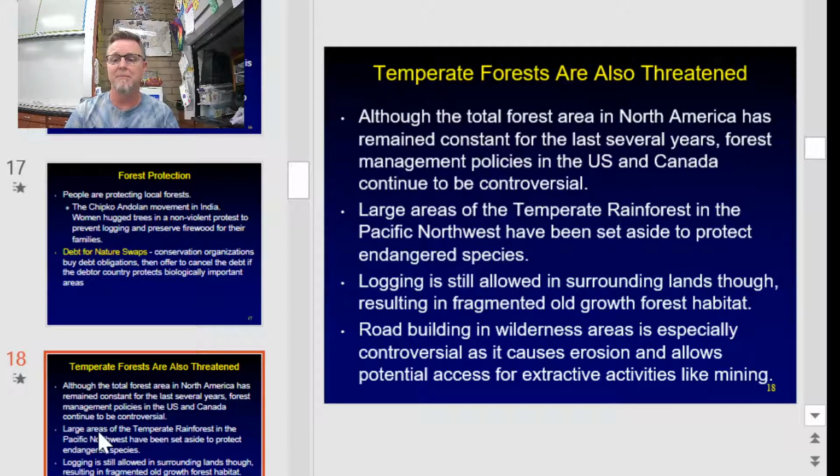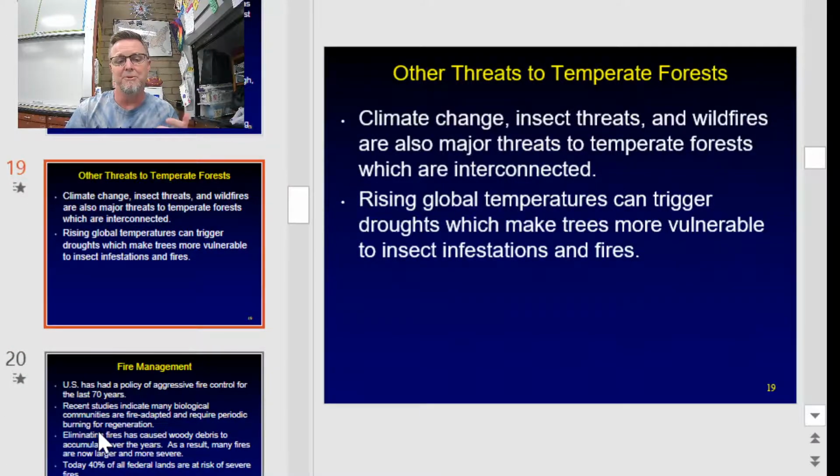Large areas of the temperate rainforest in the Pacific Northwest have actually been set aside to protect endangered species, but logging is still allowed in the surrounding lands. Road building in the wilderness areas is especially controversial because it causes erosion and it allows for the potential for extractive activities like mining and the introduction of invasive species. Other threats to the temperate forests include climate change, insect threats, wildfires. All of these things can disrupt the interconnectedness of the forest.